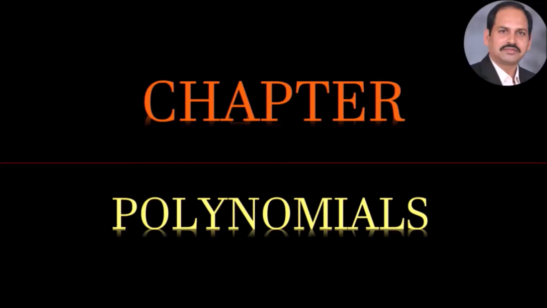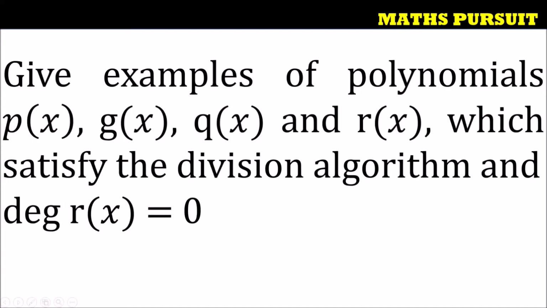Today we will look into the questions from the chapter called Polynomials. The given question is: give examples of polynomials p(x), g(x), q(x) and r(x) which satisfy the division algorithm and the degree of r(x) is equal to 0. So guys, let us see how we can solve this type of question.